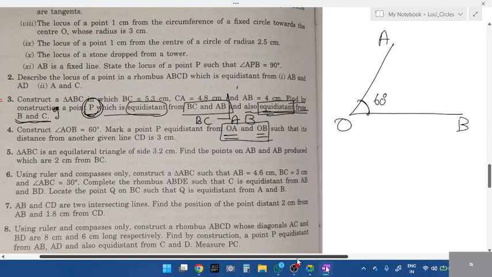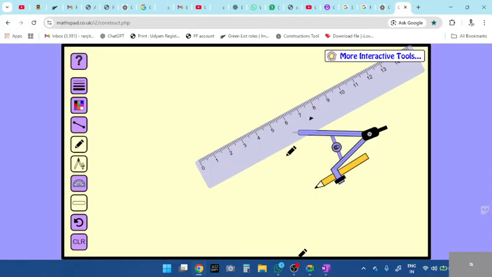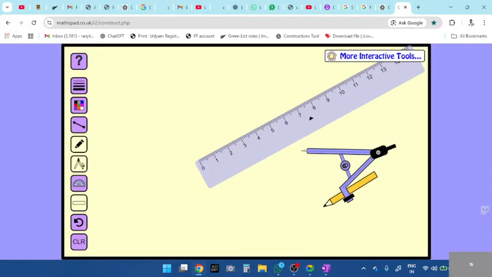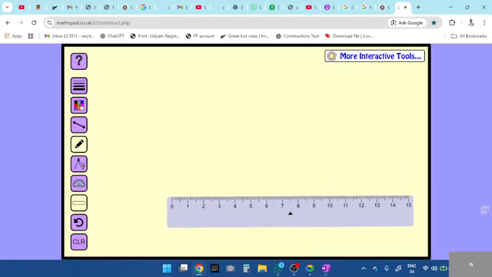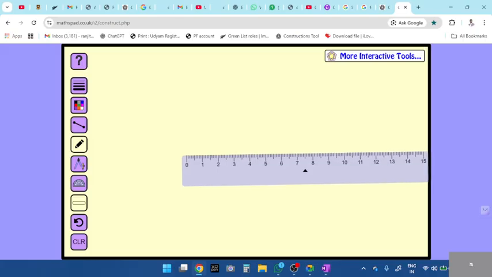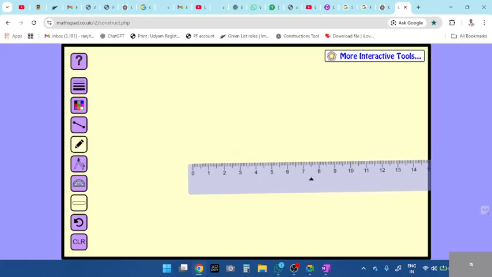What is given? Angle AOB is 60. Is any value given for OA and OB, students? You can take a random value. Take 5 centimeters, 6 centimeters, anything is fine. Don't get confused. In construction, they give us values, right? Yes, in construction they give values. Here you can take 5 or 6 centimeters. Take 6 centimeters and try.